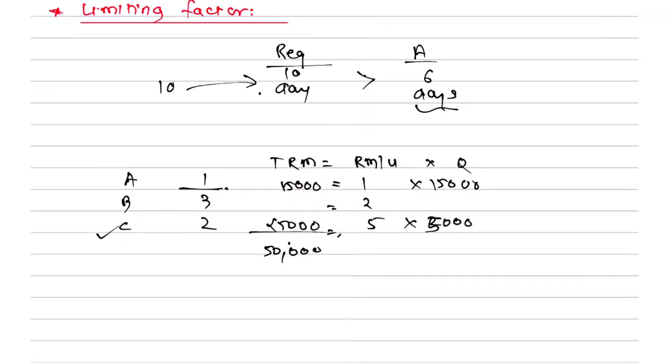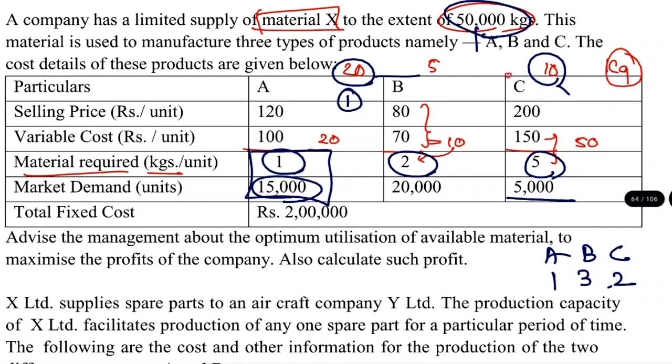Now what is left? Out of 50,000, 25,000 is left, 15,000 has gone. What remains as a balancing figure is 10,000. Just produce whatever you can. So you have to divide by 2. 5,000. And then just multiply with what? Contribution. Per unit, it is the 120 minus 100 that came, and minus the fixed cost, you are going to get the answer.